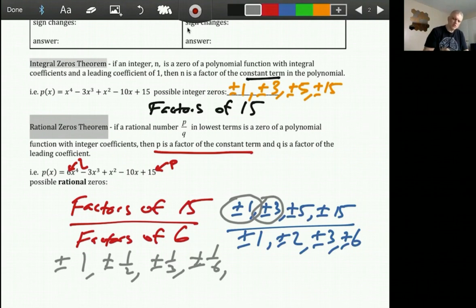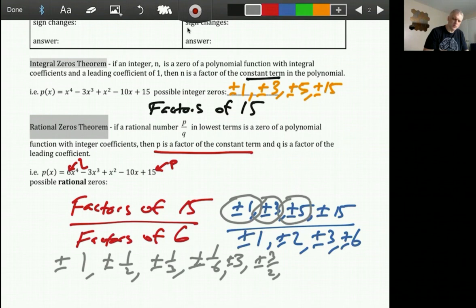So 3 over 1, plus or minus 3. 3 over 2. I haven't listed 3 over 2 yet. 3 over 3 reduces to 1, and it's already been listed. So I'm going to kindly ask you to not give me 3 over 3 or 1 the second time. 3 over 6. We've already got plus or minus a half, so you don't need to write that one down. The 3s are done.